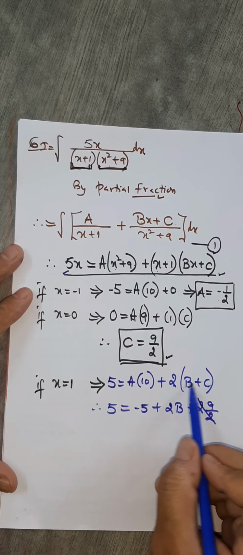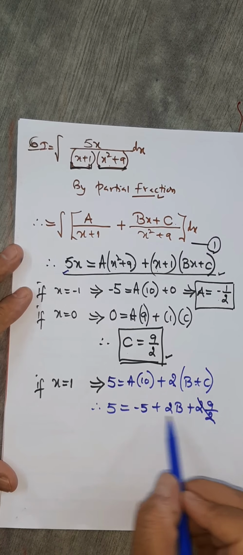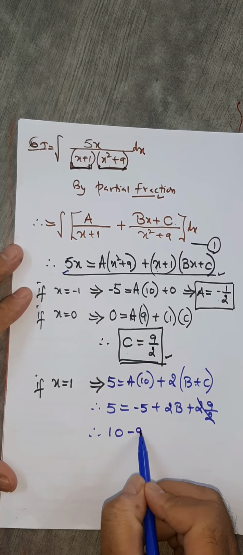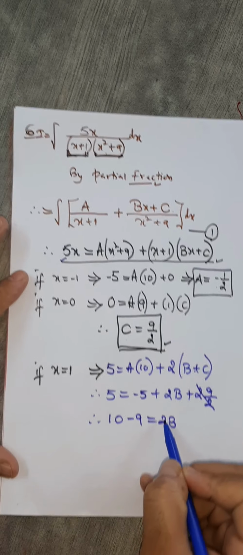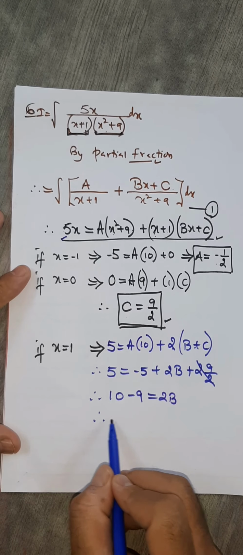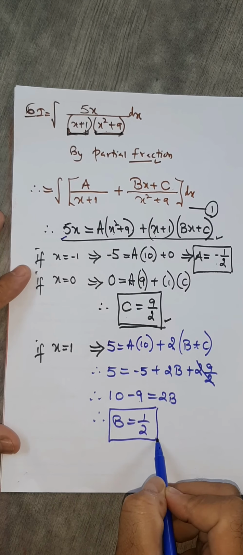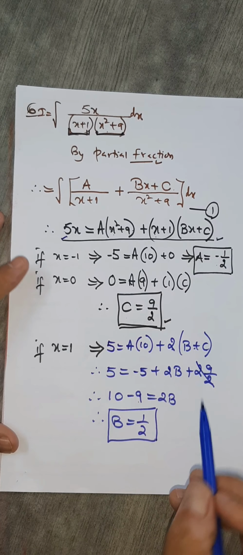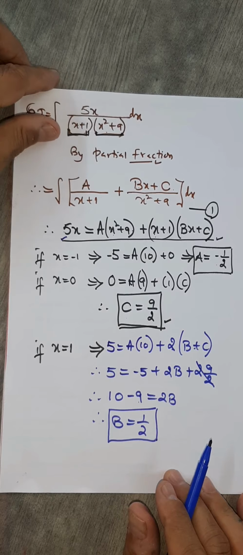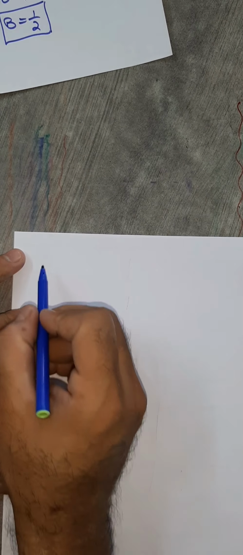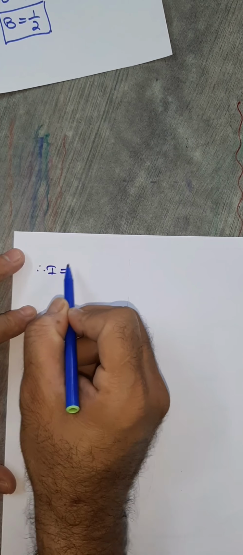2b, 2c. So 2 will go away. This will be 10. 9 this side. So minus 9, 2b. So therefore b is again 1 by 2. So these are the three unknowns. I'll place there in 1. So this is a simplified form. Remember, this is not integration. This is just way of simplifying the function.